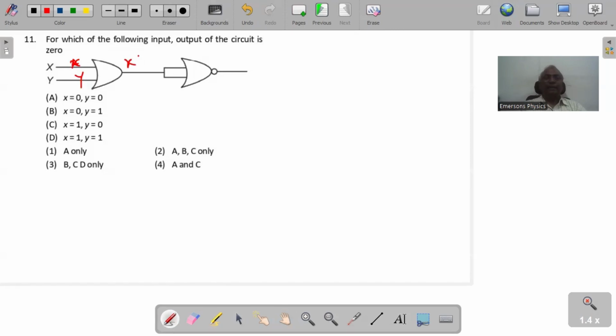output will be X plus Y. Here X plus Y, this is a NOR gate, X plus Y, here also X plus Y, here X plus Y plus X plus Y, whole complement.